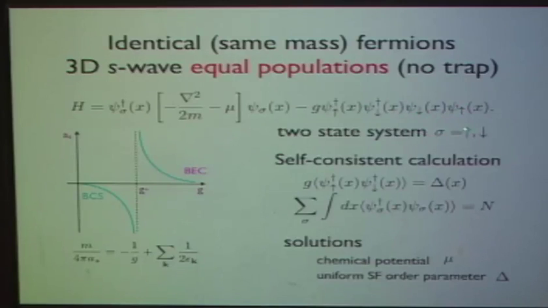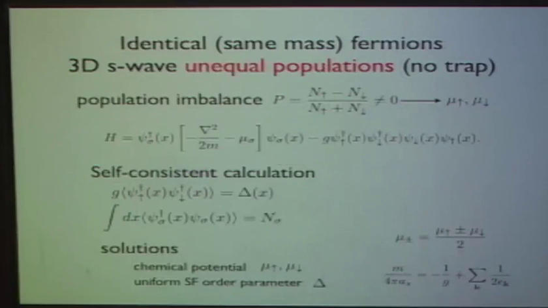I'm going to call them spin up and spin down, in analogy with the 2 half-spin electronic systems. So it's a 2-state system. The interaction parameter g is associated with the S-wave scattering parameter derived from standard scattering theory. Our strategy is to calculate the gap equation with the constraint of conservation of total number of particles, and then look for the self-consistent solutions, which are the chemical potential mu and the uniform superfluid order parameter delta.